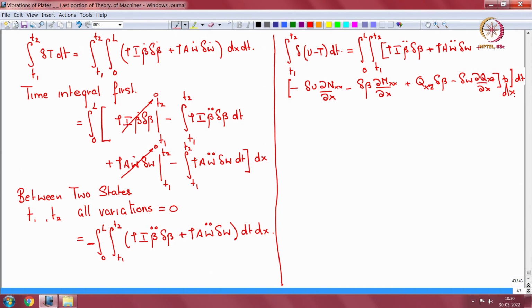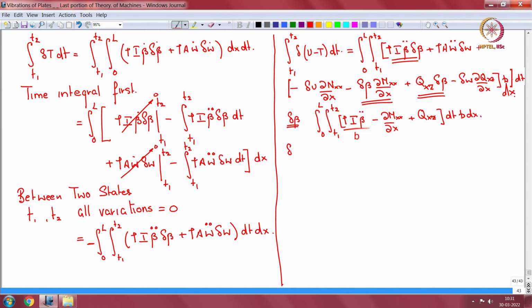Okay, now what do we have for delta beta? We have integral 0 to L, integral T1 to T2, rho I beta double dot by b. This is delta beta, this is delta beta, and that is delta beta. Then minus del mxx by del x plus qxz, then dt b dx.